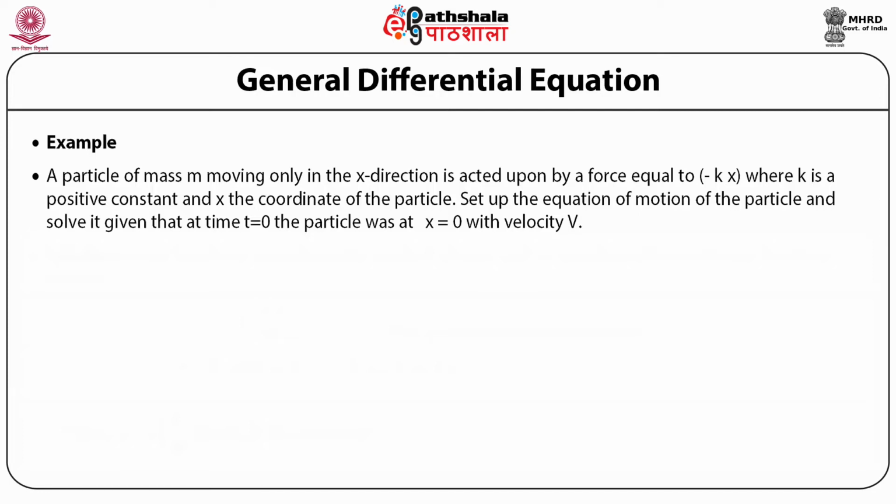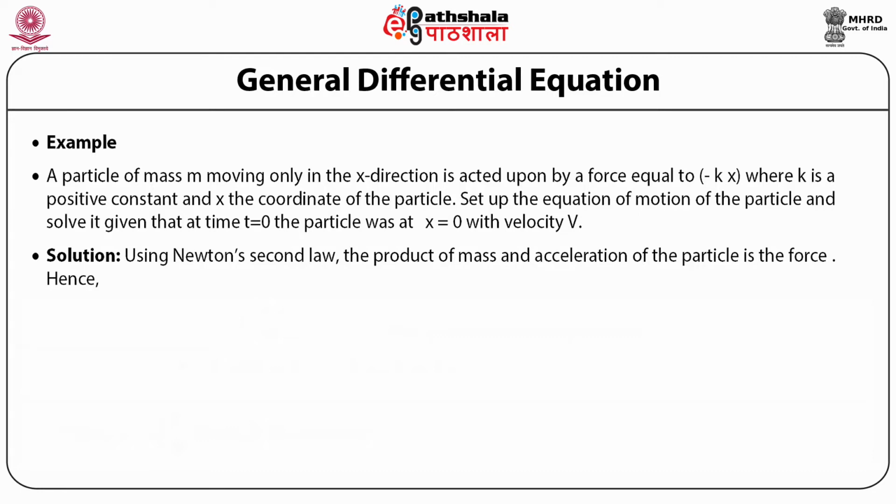How to set up the equation? We use Newton's second law, which says that mass times acceleration is equal to force, and acceleration in a one-dimensional motion is d2x by dt squared. Therefore, the equation which we immediately get is m times d2x by dt squared is equal to minus kx, where m is the mass and k is the force constant. So this is a second order ordinary differential equation.